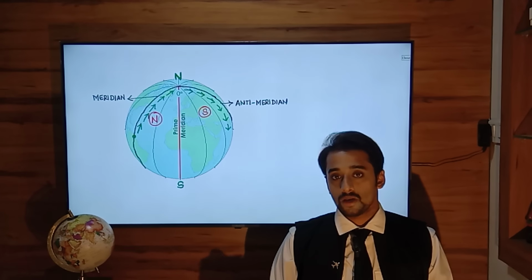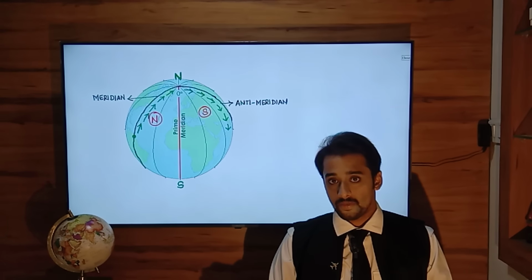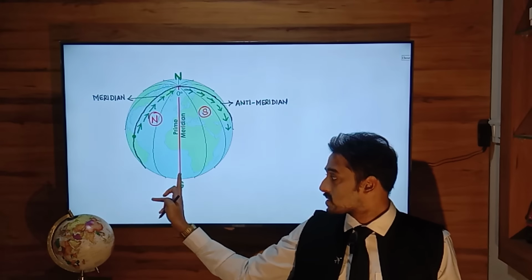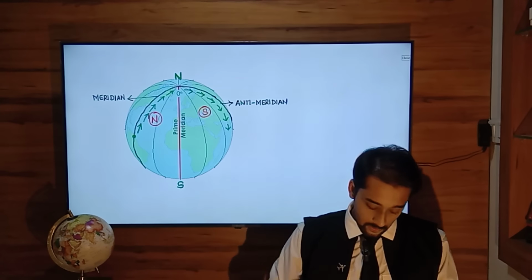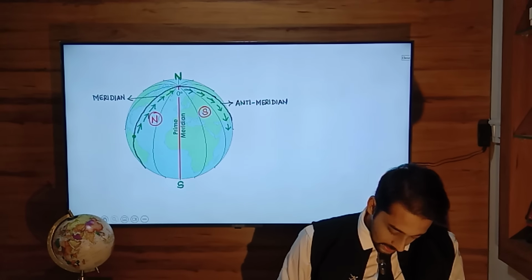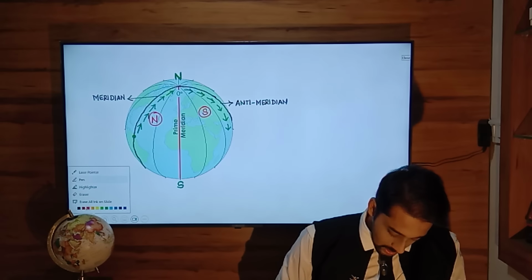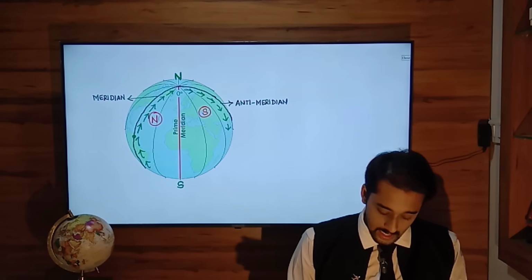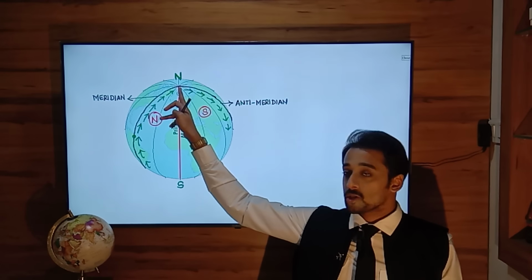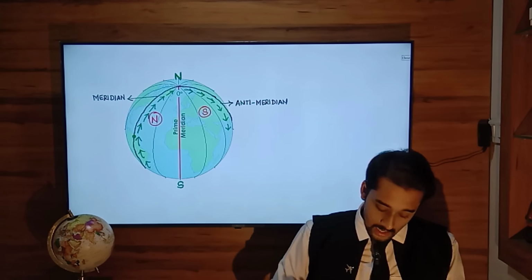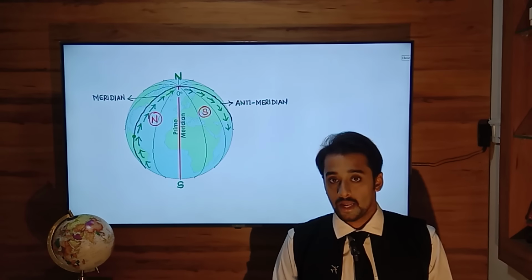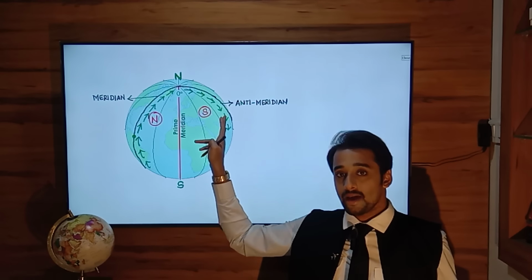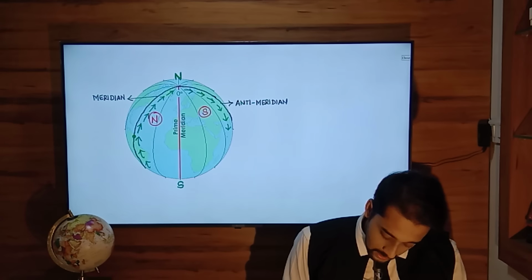So what has happened to the meridian? Along this meridian, as long as you start from the South Pole and fly up to the North Pole, your direction of flight will be the same. After crossing the North Pole on the anti-meridian, the direction will change to a southerly direction. But as long as you are flying on this particular anti-meridian, your direction of flight will be the same, which is southerly.